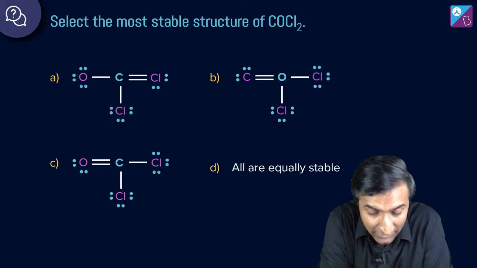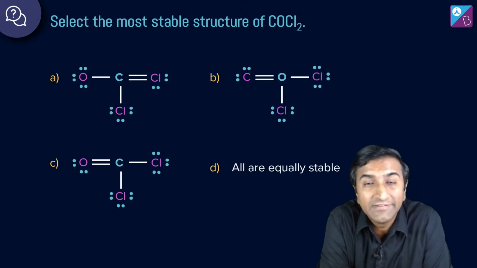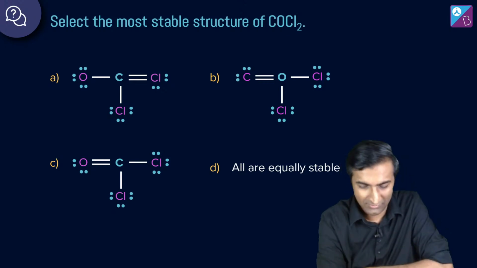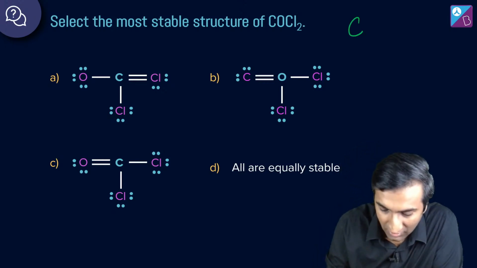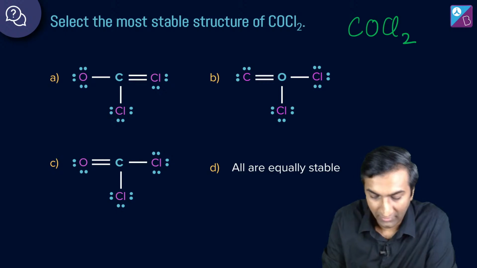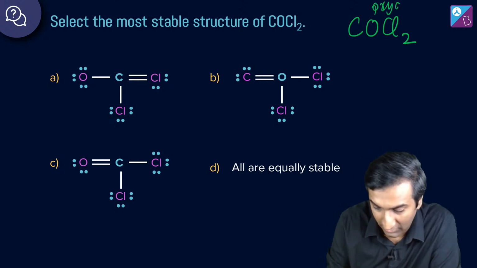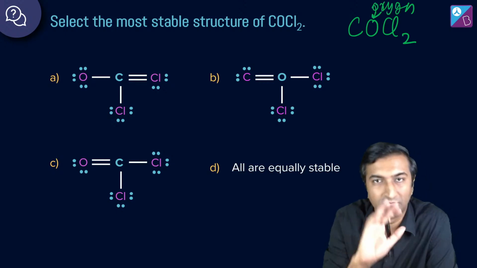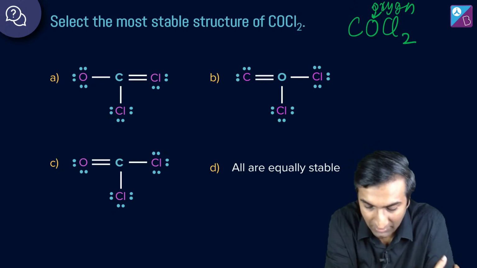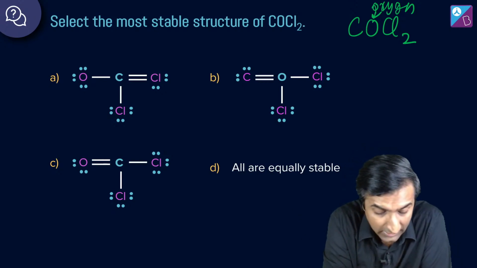Select the most stable structure of COCl2. What is COCl2? Not cobalt. This is carbon, oxygen, and 2 chlorines. Okay, that's oxygen. That's not cobalt or anything. There's no metal here. This is a proper compound that has carbon and oxygen and chlorine in it.